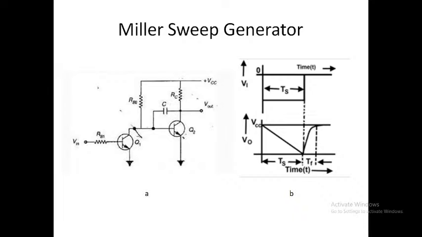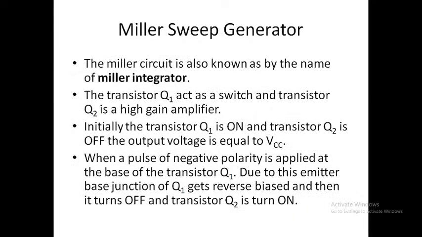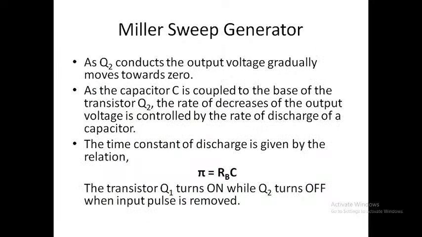Because of this capacitor, the rate of decrease of this output voltage is controlled by the rate of discharge of this capacitor, and the time constant is given by tau equal to RB into C, that is base resistor multiplied by the value of the capacitor. So this is the time constant. It means at what rate this output voltage is decreasing.